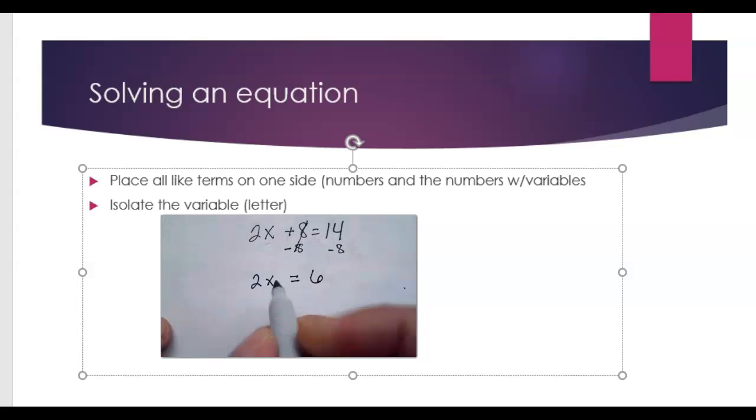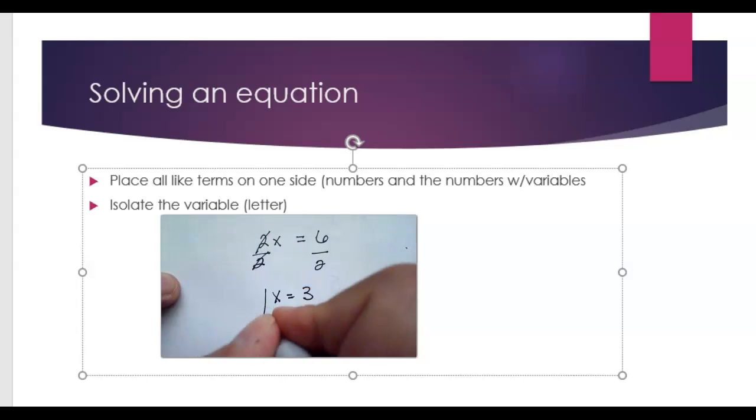And now in order to get the x by itself, because this is really 2 times x equals 6, we're going to divide again. So we'll divide by 2. We'll divide by 2 because this will cancel that out, because that would equal 1. And now we have x equal to 3, because 6 divided by 2 is 3. And that is your answer.